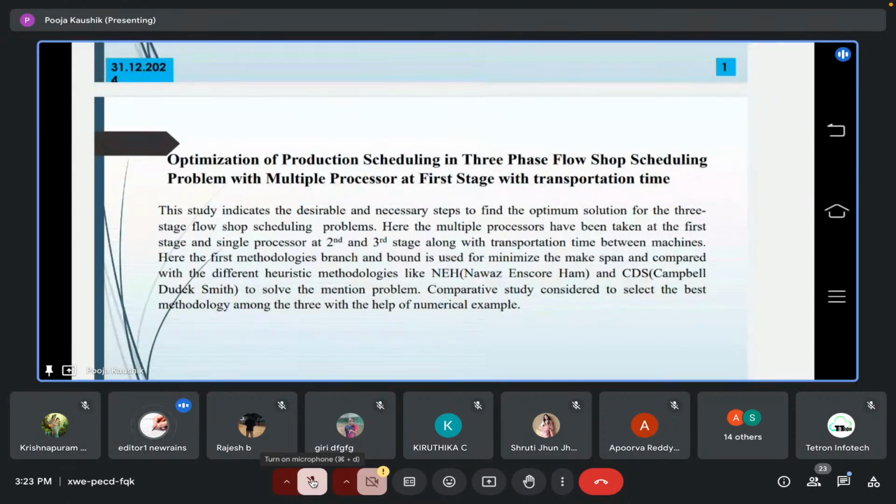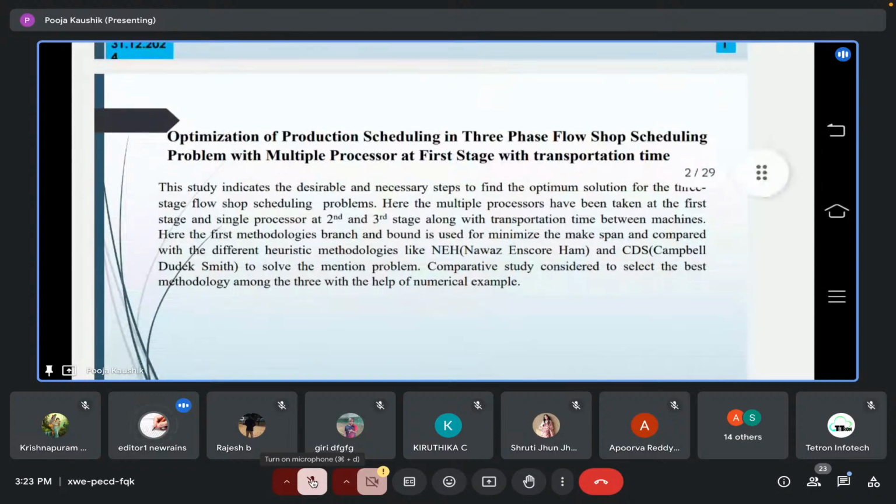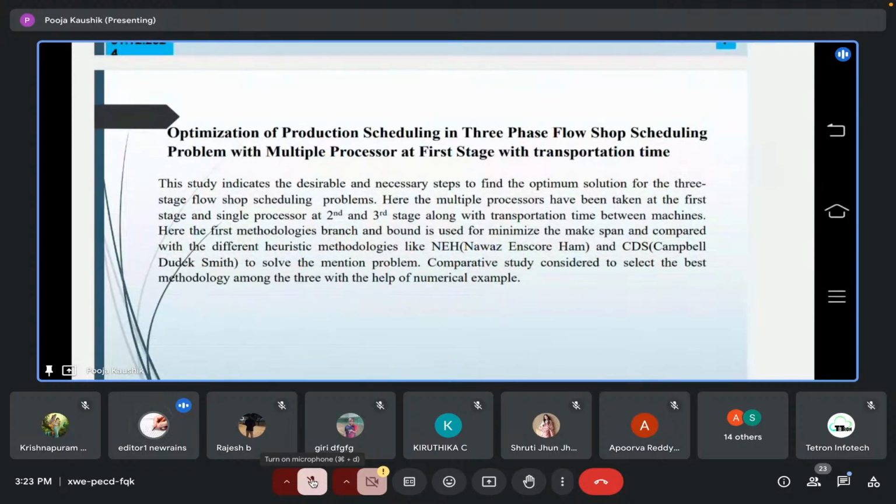So, after the title, my study indicates the desirable and necessary steps to find the optimum solution for the three-stage flow-shop scheduling problem. Here multiple processors have been taken at the first stage and a single processor at the second and third stages, along with the transportation time between the machines.